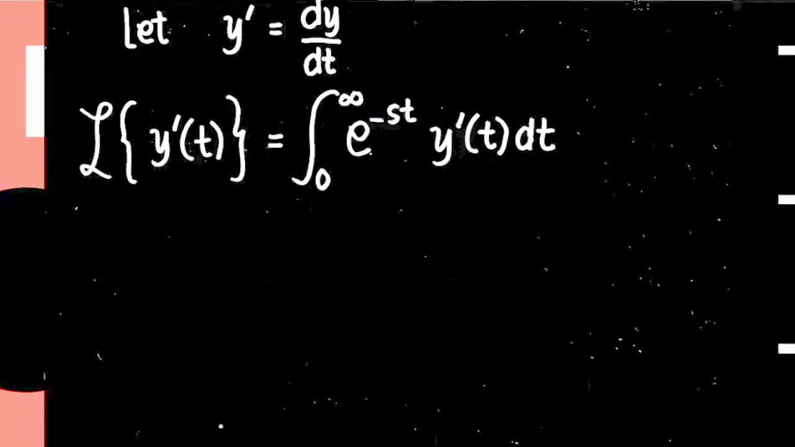So if we take the Laplace transform of the first derivative of y with respect to t, we are going to use the definition of Laplace transform, which is the integral of e raised to negative st times the first derivative of y with respect to t, with limits from 0 to positive infinity, integrating with respect to t. We are going to use integration by parts.